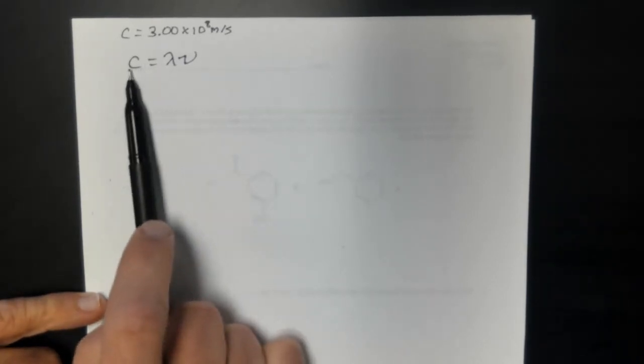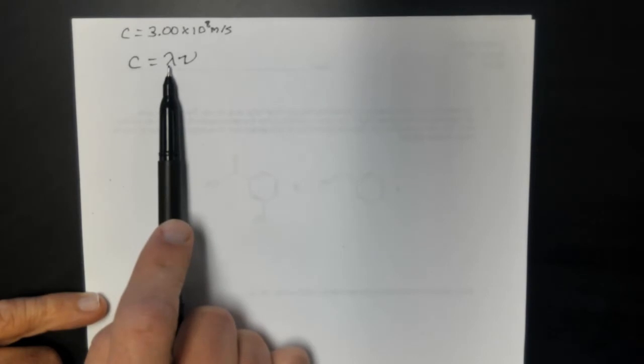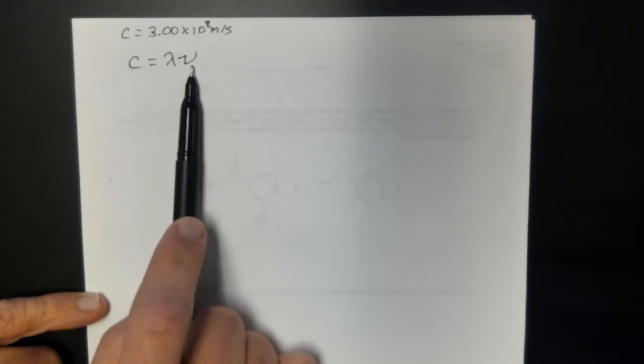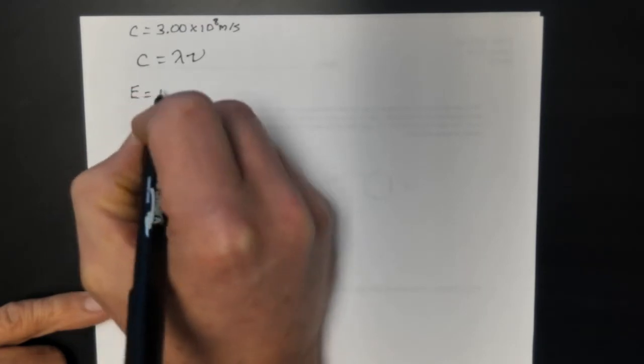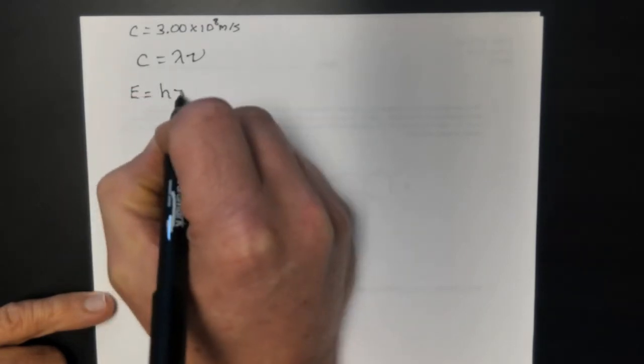So from this, we get both the wavelength of the photon and the frequency of the photon. What about the energy of the photon? Energy of the photon is described by this equation. E equals Planck's constant times nu, frequency.